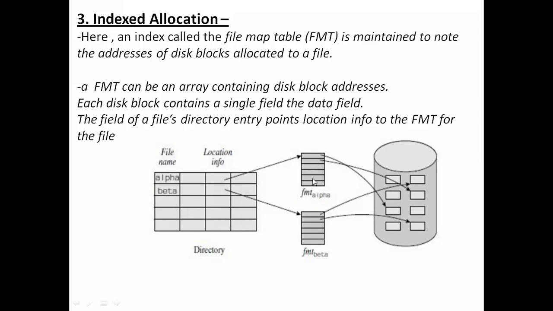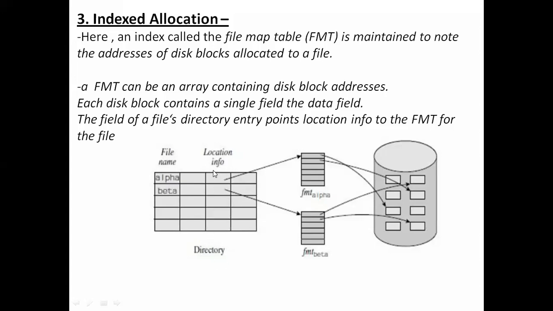Okay, FMT alpha contains the address of all the blocks which are allocated to the file alpha. Similarly, FMT beta also contains the address of all the blocks which are allocated to the file beta. Now see, we have the dictionary here, and this dictionary entry holds the location information.